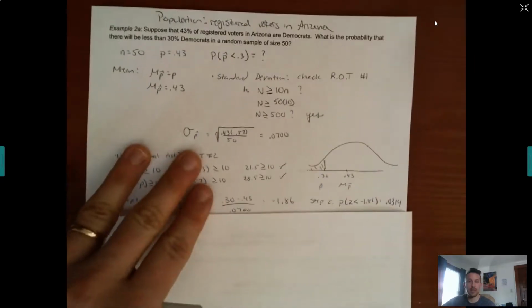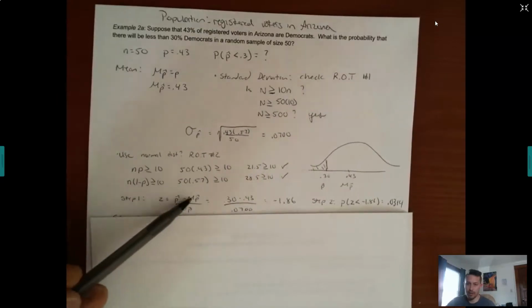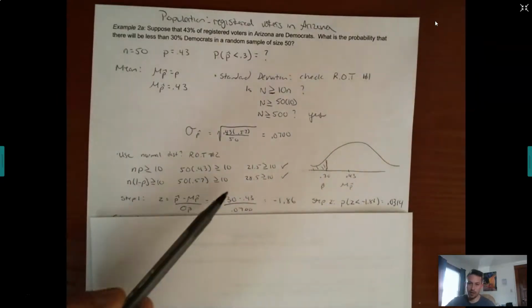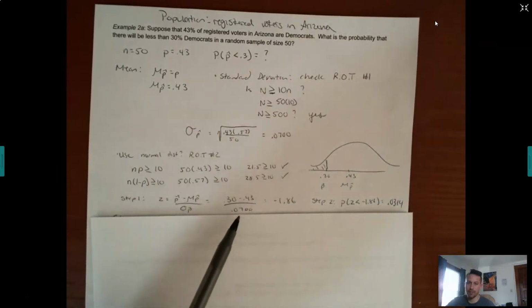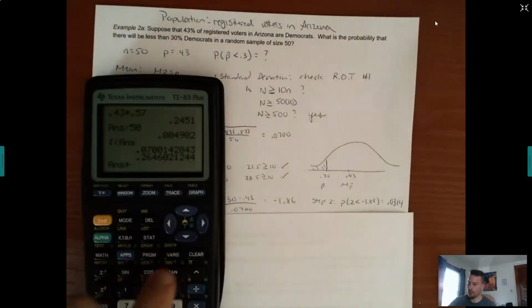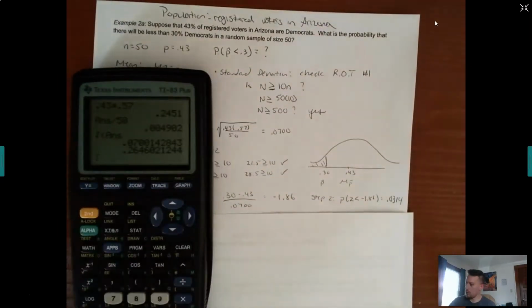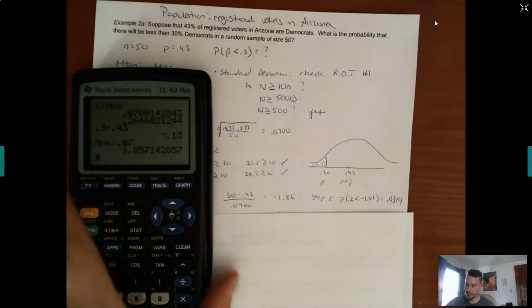We're going to use the z-score formula. P hat is 0.3. The mean is 0.43. We subtract those and divide by the standard deviation we found here. So we do that out: 0.3 minus 0.43 divided by 0.07. We're going to go 2 decimal places, so negative 1.86.